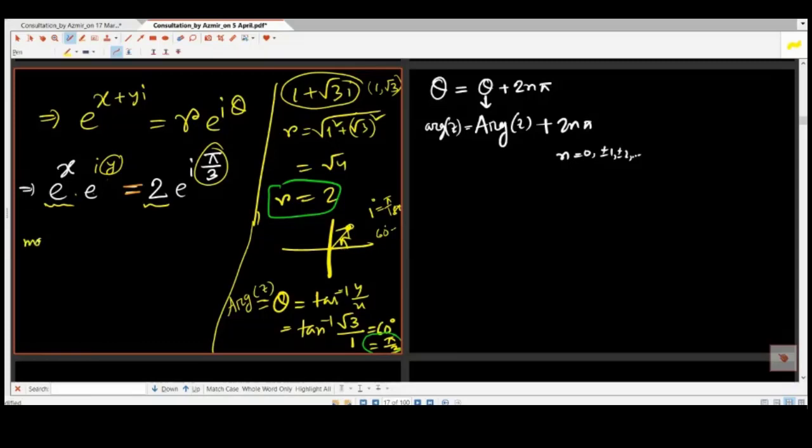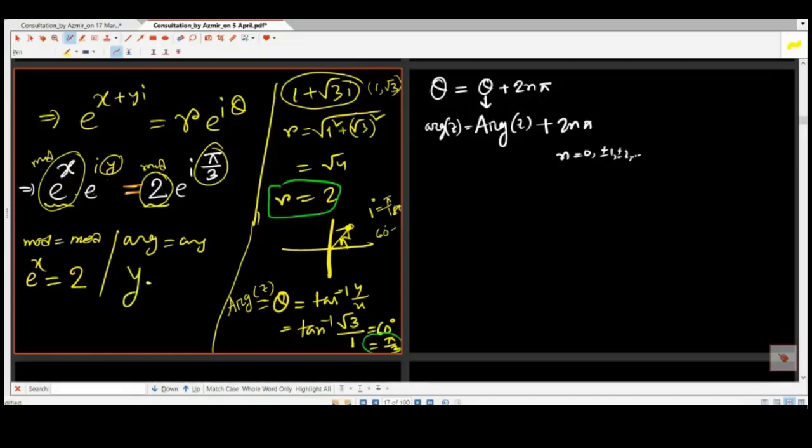So we can say that moduli are equal and arguments are equal. This is the modulus for the left side, r e to the i theta. So this is obviously the modulus. Similarly here, r e to the i theta. So this is the modulus. So we can write e to the x equals 2 and y equals pi over 3.